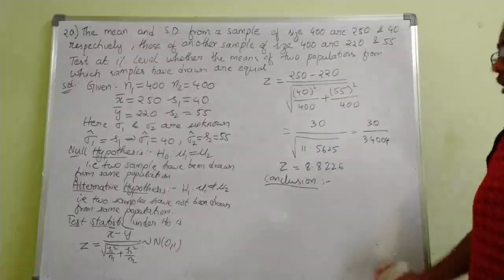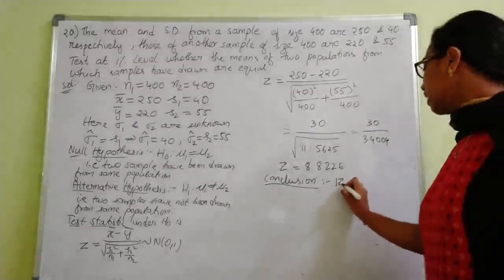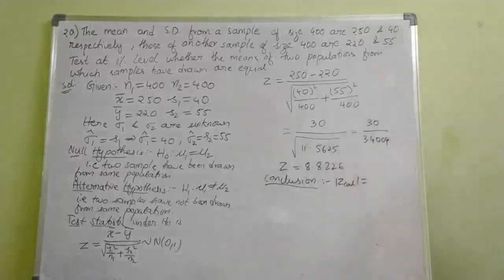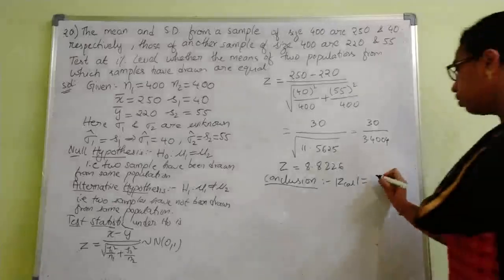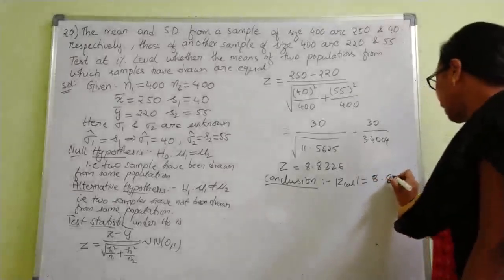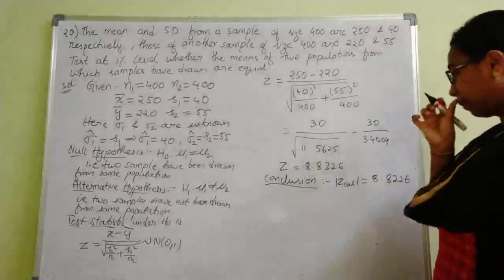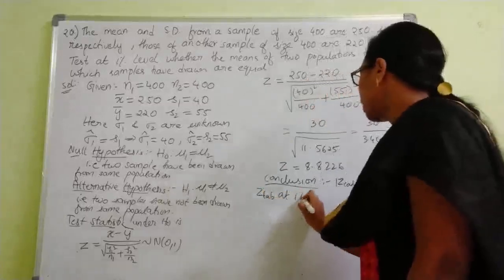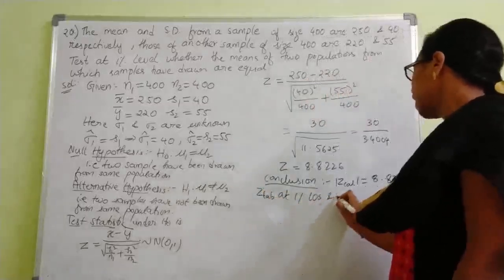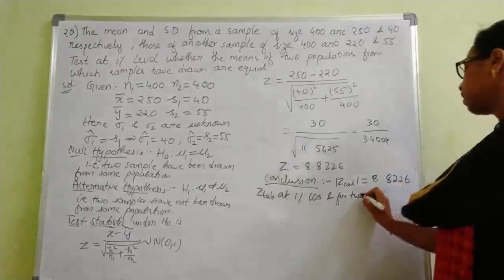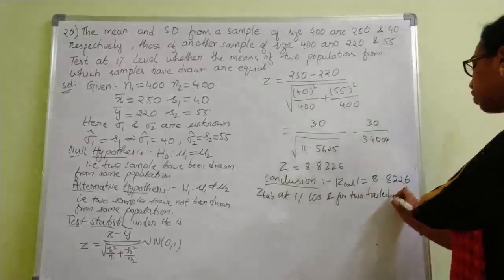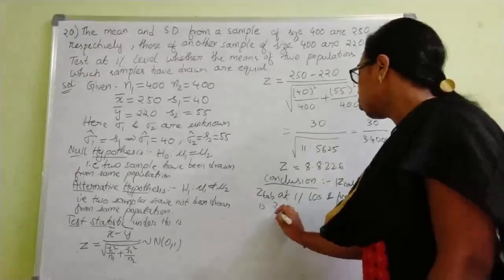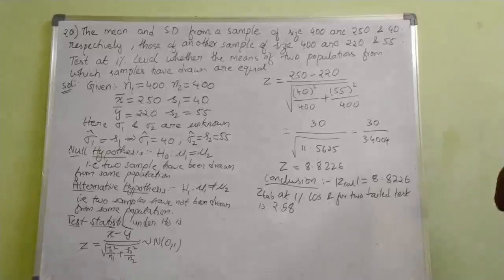So what is our conclusion? First write mod Z calculated value. Anyhow, the calculated value is positive, so write down the same value, that is 8.8226, and Z tab at 1% level of significance for a two-tail test is 2.58.